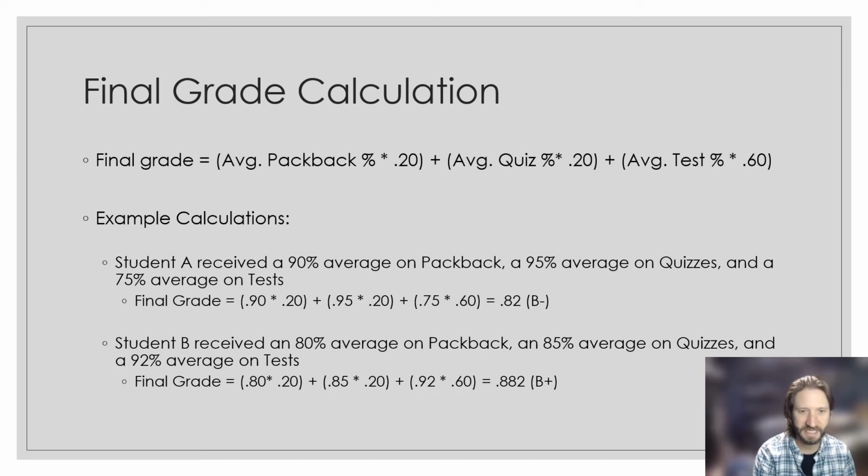Let's say student B received an 80% average on packback, an 85% average on quizzes, and a 92% average on tests. You multiply those things out, that gives a 0.882. That turns into a B plus. So a couple things to note here, right? Everything is kind of a portion of your grade, right? So everything you do in the class contributes to your final grade.